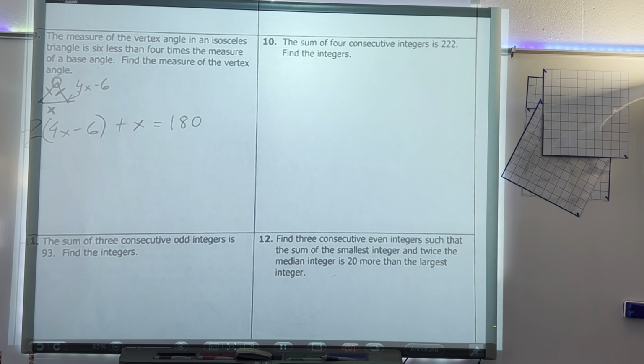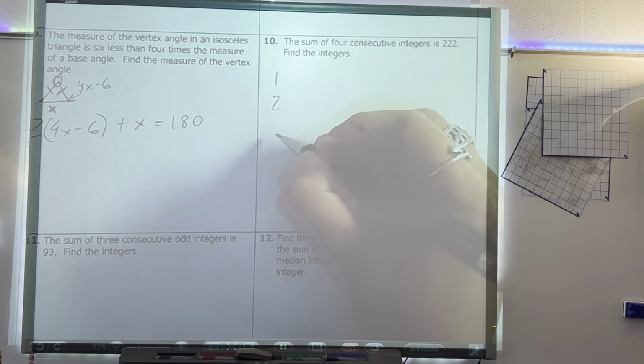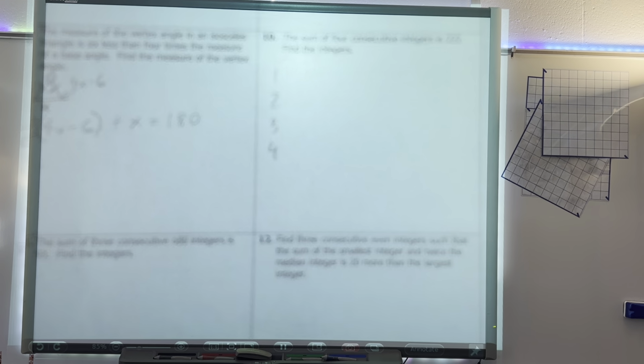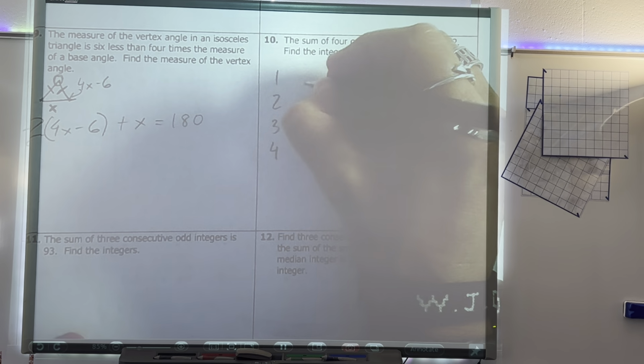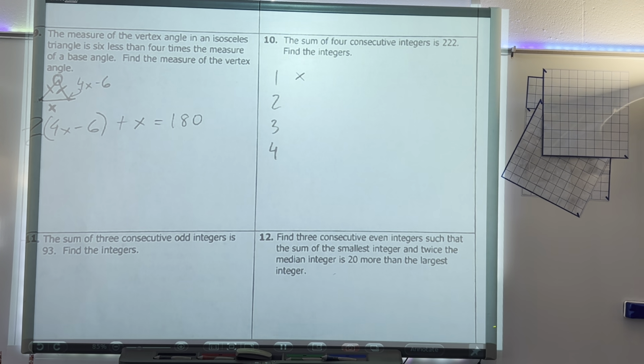The sum of 4 consecutive integers. This is one that always gets everybody. The sum of 4 consecutive integers is 222. They want me to find the integers. I can only use one variable here, okay? So I have first, second, third, fourth integer, okay? My first one is always x, okay?